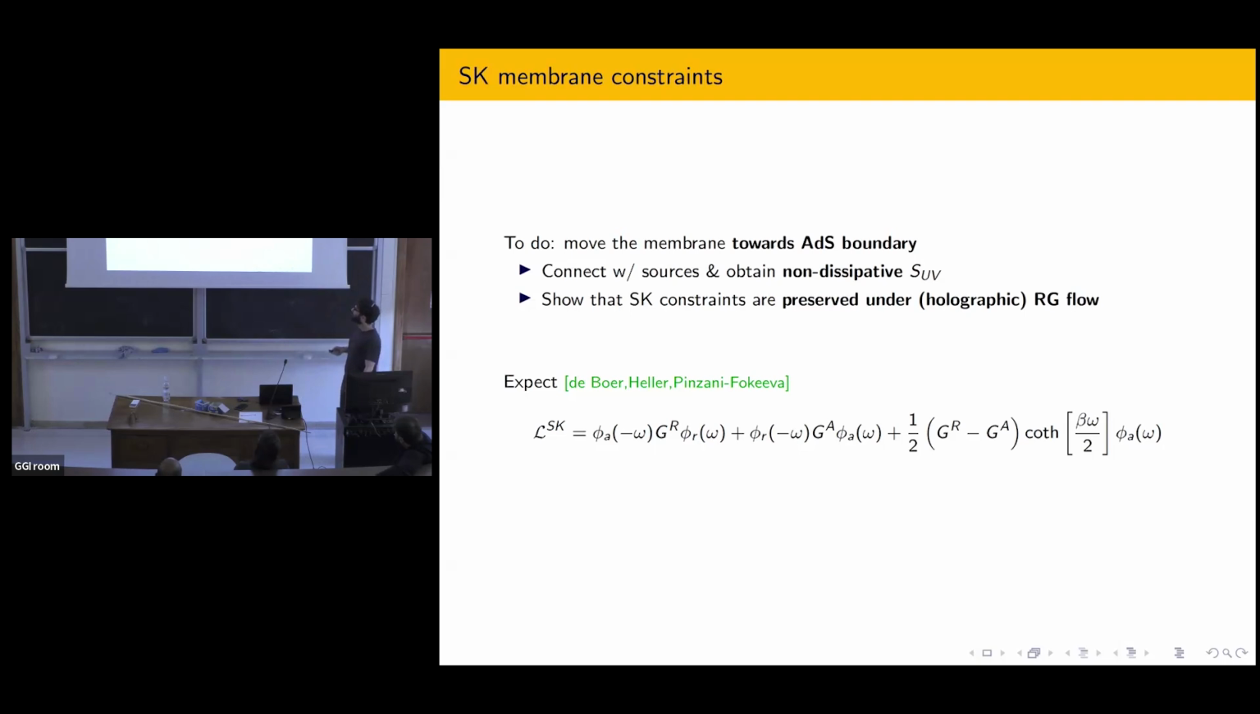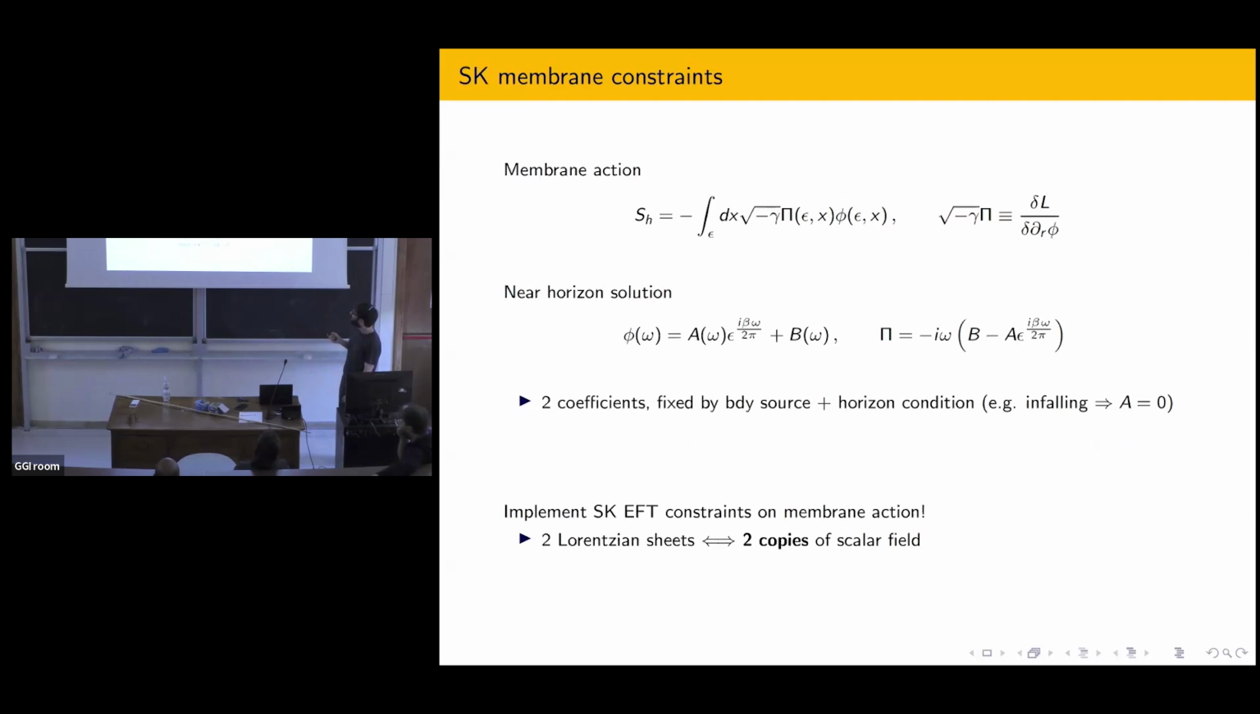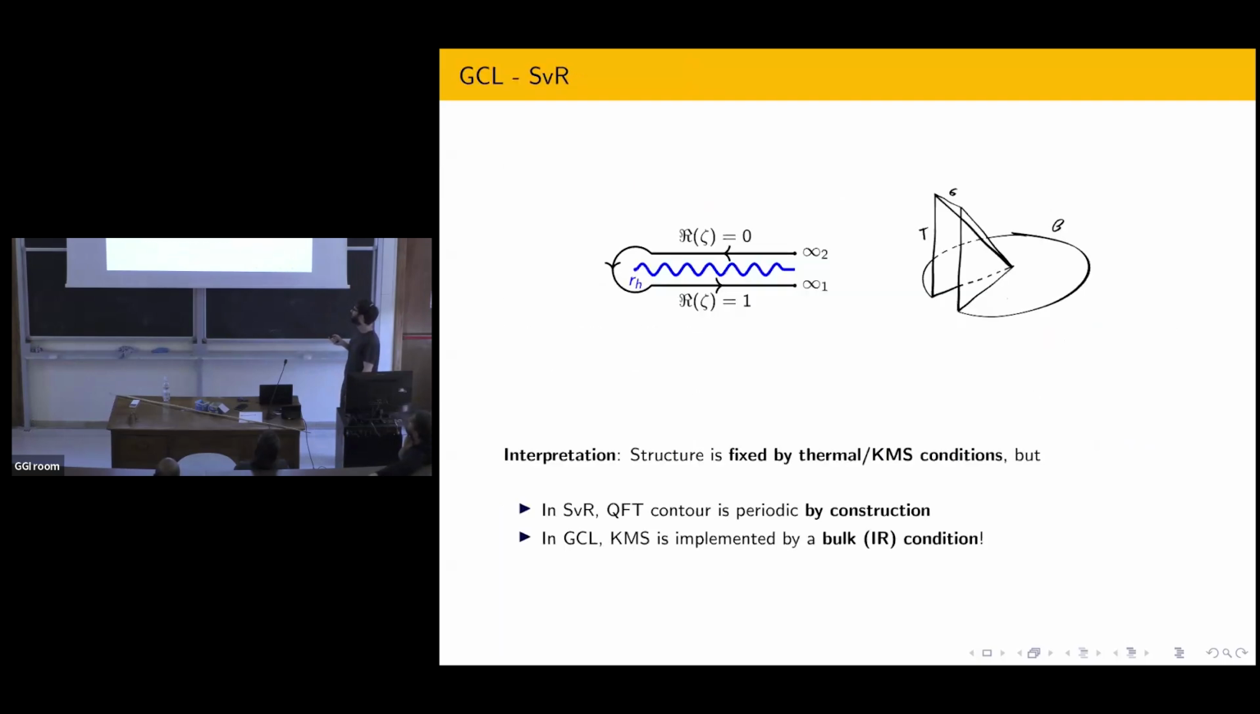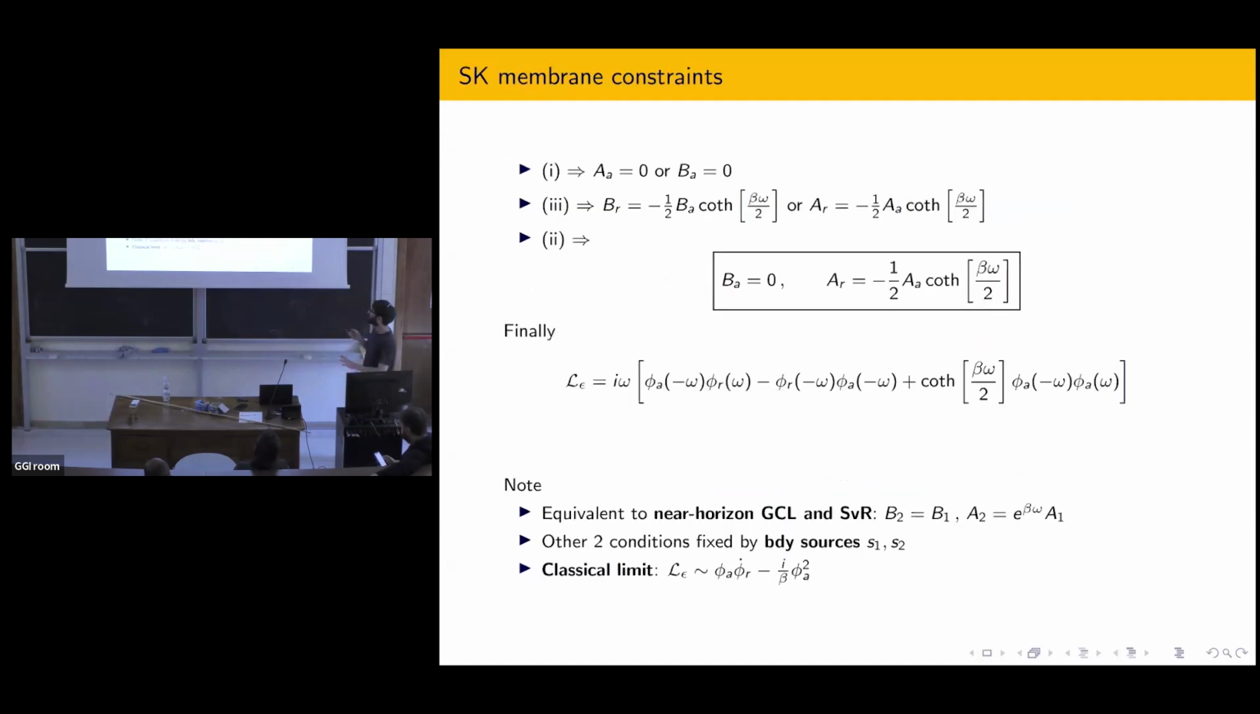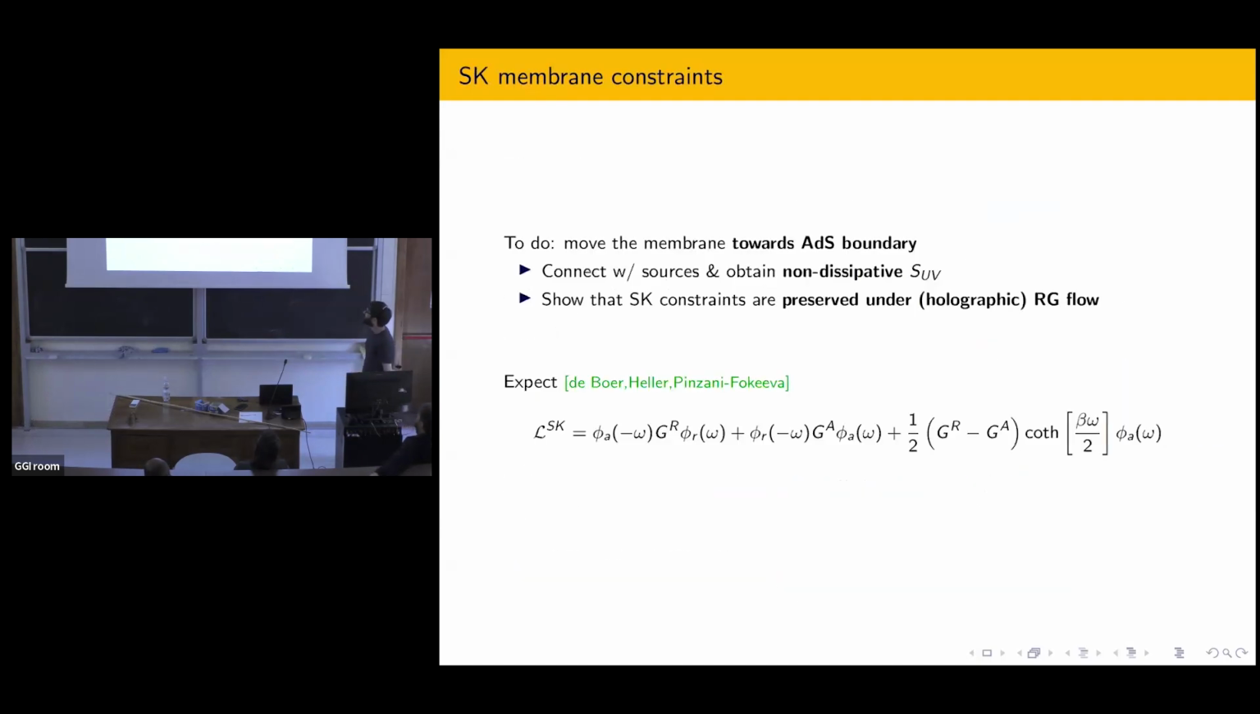Doing that will explain what I said here at the last point: the difference between these constructions is that GCL imposes KMS near the horizon, but this is enough to impose it along the whole RG flow up to the boundary. We have evidence to believe that, but we still need to show that.